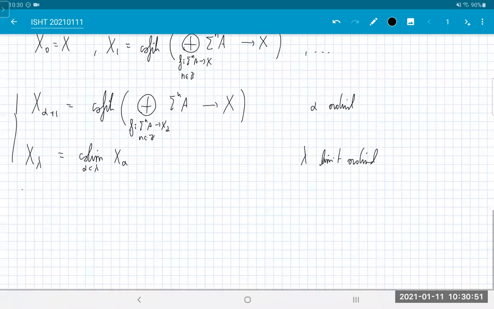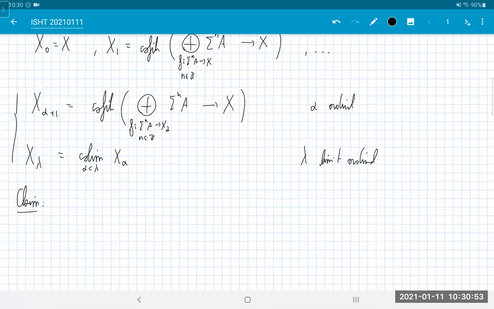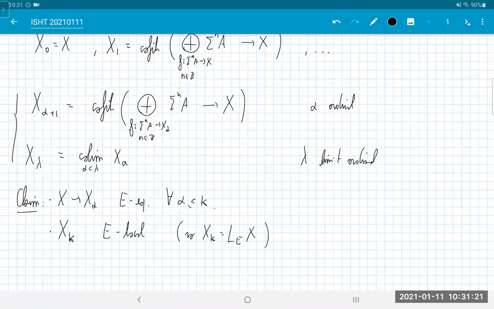And the claim, so first of all, the claim that X to X_alpha is an E equivalence for every alpha less or equal than kappa. We could continue for ordinals, but I'm going to stop at level kappa. And the other claim is that X_kappa is E local. So X_kappa is L_E X. That is the claim.